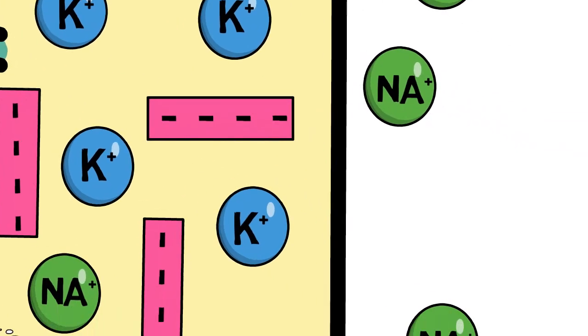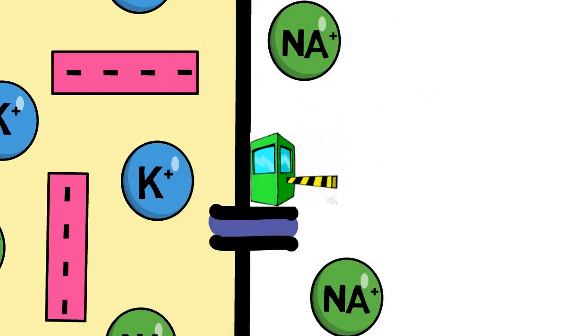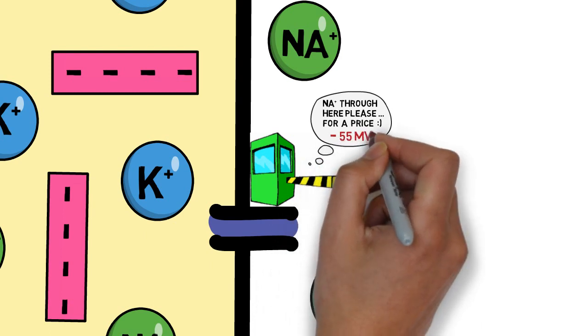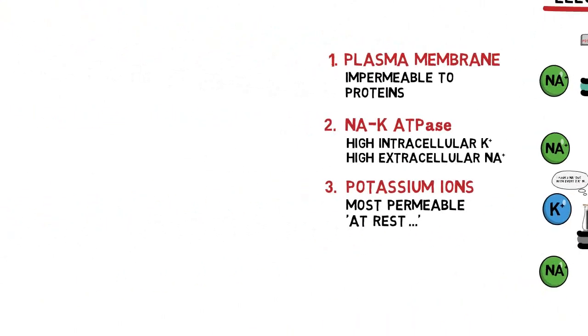But what about sodium? Well, they have their own channel as well, but unlike potassium, they need to pay to get access in, like a toll. And the fee is negative 55 millivolts. Let's remember that number because we will come across it again. Now that we have that knowledge, we can talk about the first force, which is concentration gradient.